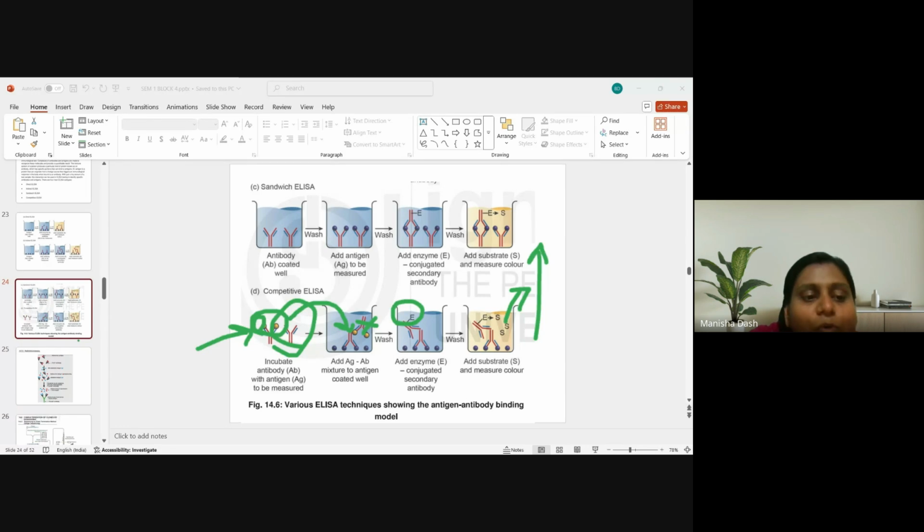That is why you have more free antibody which can go and bind here. But if in the original sample your antigen will be more, meaning this disease antigen will be more, then there will be very few antibody left. So they will not go and bind, or the binding will be less in this case. So the color generated will be lesser.